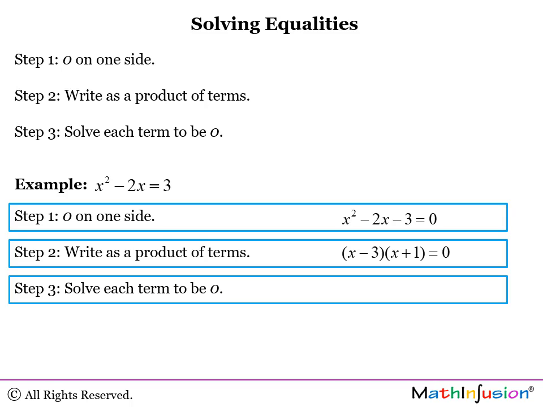We need now to solve each term to be 0. From x minus 3, we will get that x is 3, and from x plus 1, we will get that x is negative 1. The answer to this equation is x equals 3 and x equals negative 1.